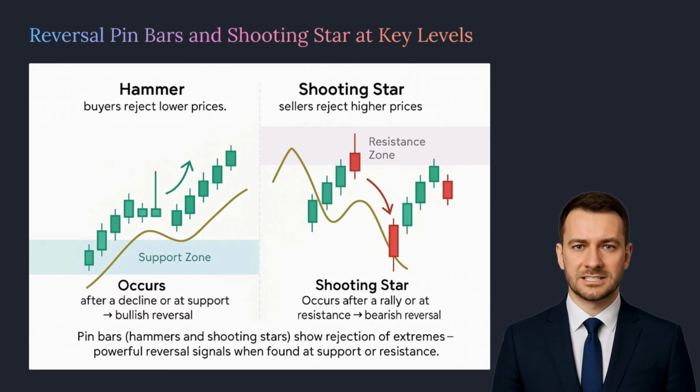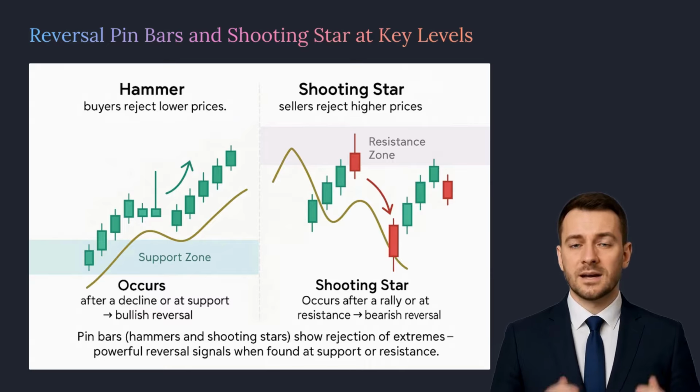Note: if this pattern occurs after a rally with a long upper wick instead, it's called a shooting star, which is a bearish reversal signal indicating buyers were overwhelmed by sellers near the top.